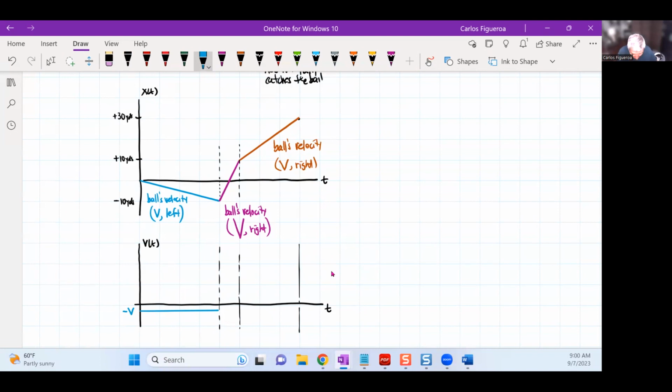And now, when I look at my purple speed, you could see here that speed is then going to be very high, and it's positive. And then the ball slows down, and it's now going to move at a positive speed that's higher than the blue. And there's my graph right there.